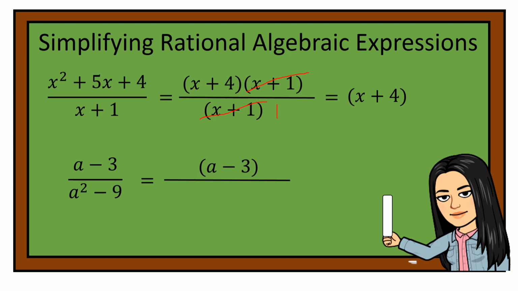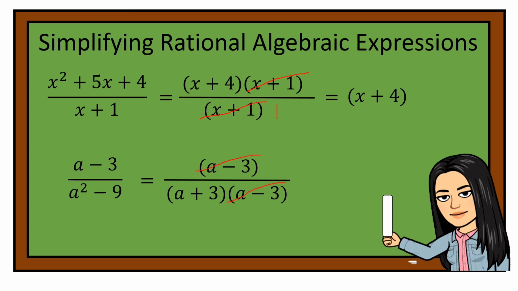So in factoring the difference of two squares, we're going to get the square root of the first term and the square root of the last term. And then, proceed. We have here the quantity a plus 3 times the quantity a minus 3. Next, after getting the factors of the numerator and denominator, let us cancel out the common factor. Ano ba ang common factor sa numerator at denominator? Yes, we have here a minus 3.